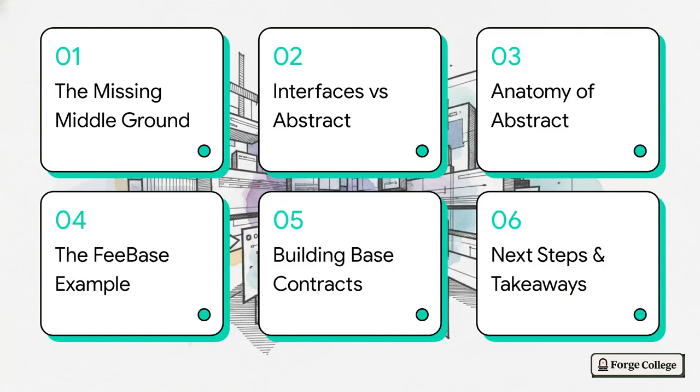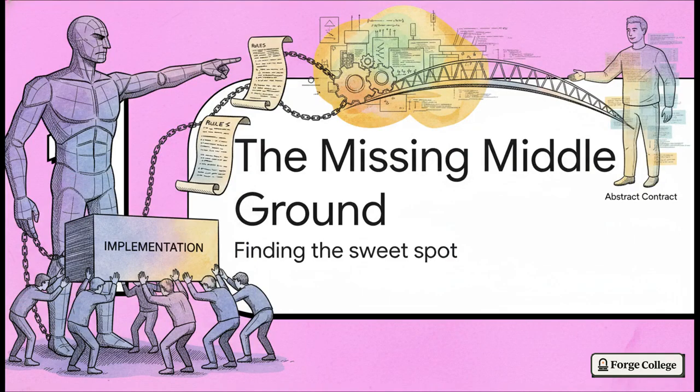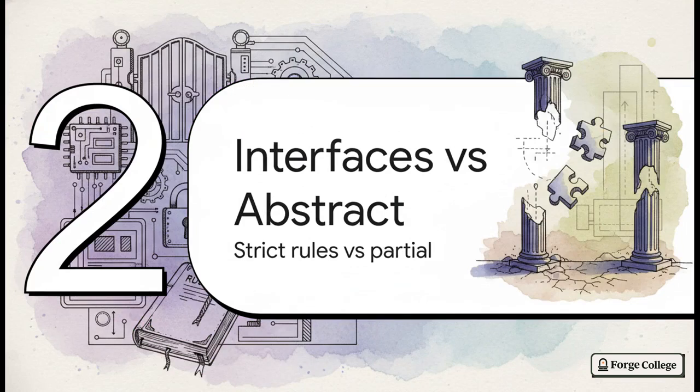1. The missing middle ground. 2. Interfaces versus abstract contracts. 3. Anatomy of abstract contracts. 4. The fee-base example. 5. Building your base contract. And finally, 6. Next steps and takeaways. Let's just jump right in. Okay, section 1, the missing middle ground, finding that sweet spot. Section 2, interfaces versus abstract contracts, strict rules versus partial builds.